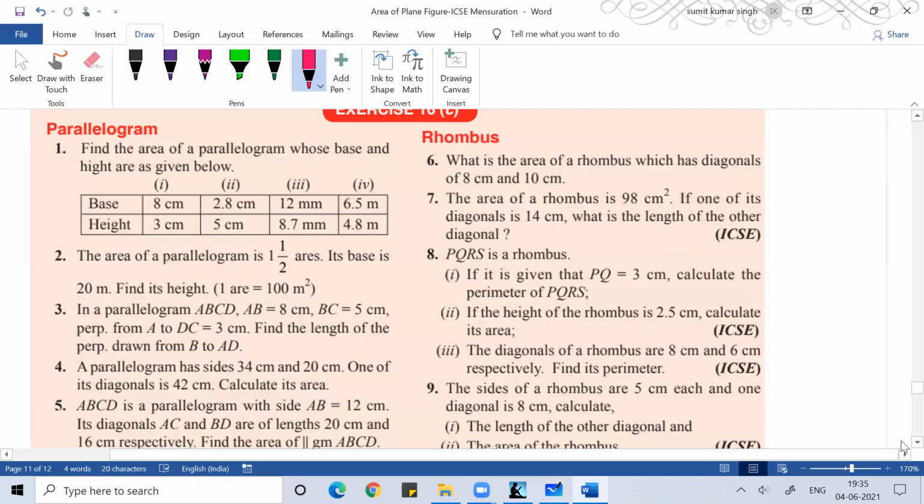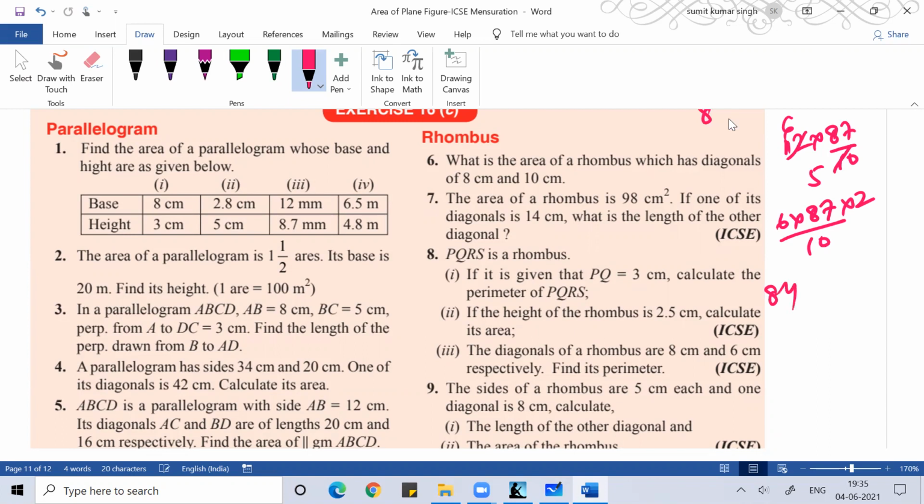Now tell me the first answer. Base into height, so the area is 24. The next one: 5 into 2.8 is 28 by 2, which is 14. Then the next is 104.4 if I'm not wrong.